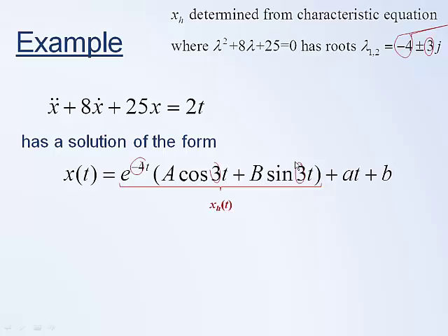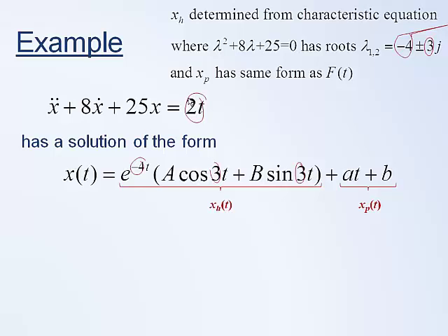The particular solution has the same form as the forcing function typically. So in this case, our forcing function is a linear function of time. In essence, it's a line with a slope of 2 and a y-intercept of 0. And so our particular solution is also going to be a linear function of time. Y equals mx plus b.